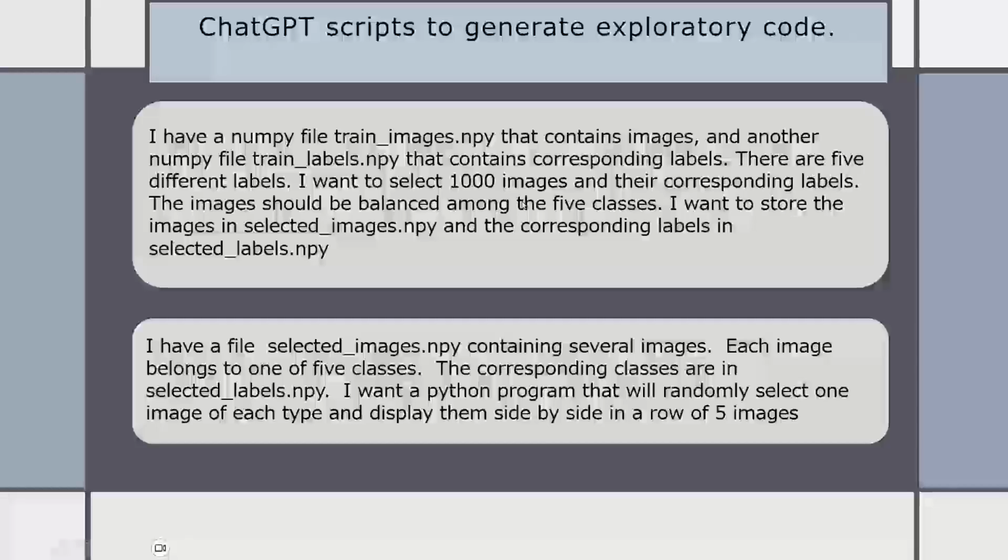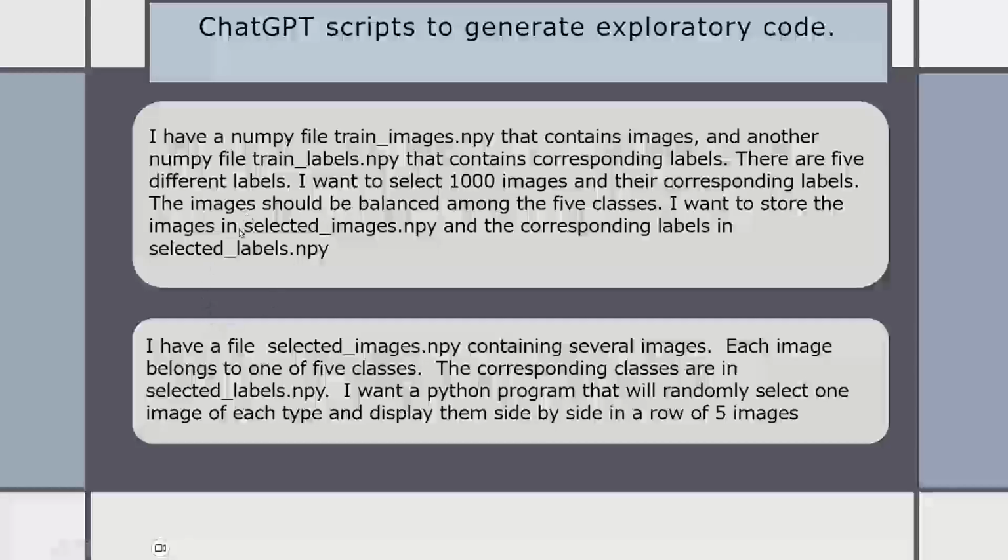There are 5 different labels. I want to select 1,000 images and their corresponding labels. The images should be balanced among the 5 classes. I want to store the images in selectedimages.npy and the corresponding labels in selectedlabels.npy. Now, as I said, my query was specific enough so that I could simply copy and paste the code from ChatGPT, and it ran out of the box. All right, so I'm reducing the number of images because I want to examine by hand. I don't want to do an automated algorithm yet, so I want to work with fewer images.